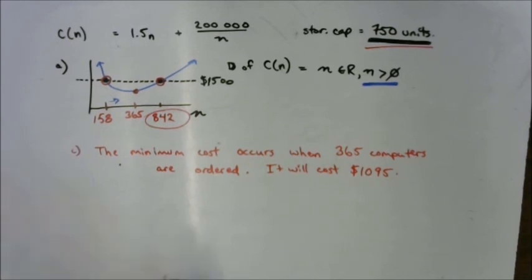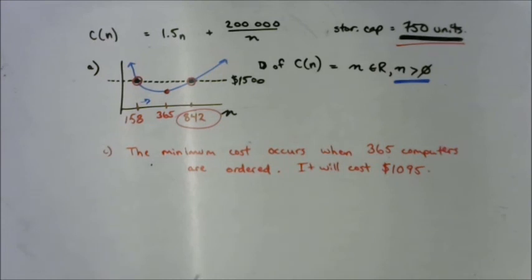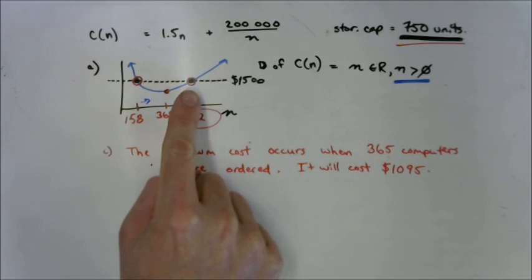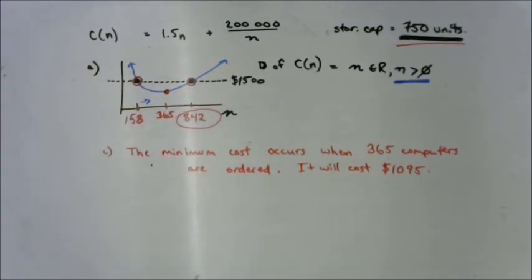Okay, the last part of this is just thinking a little bit about what we did. Why might this not be the best number to order? Yeah, it's the most cost effective for storage and for shipping, but why might you not want to order 365? Why might you want to order less, or why might you want to order more as a manufacturer who's selling computers?